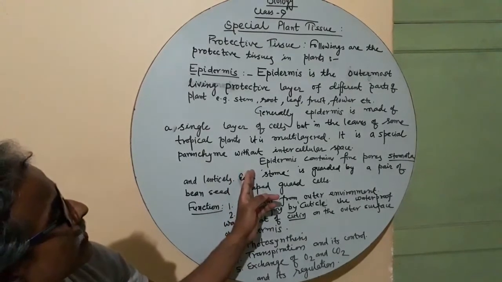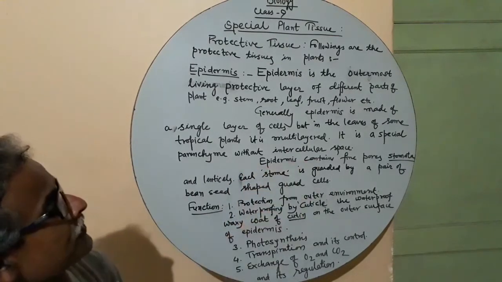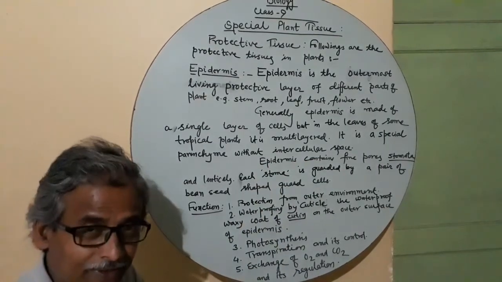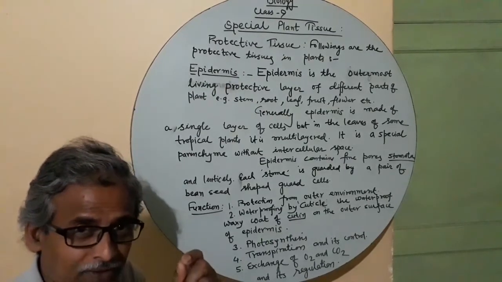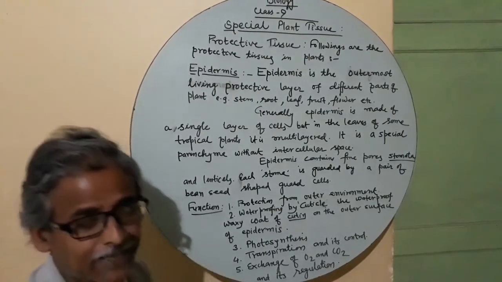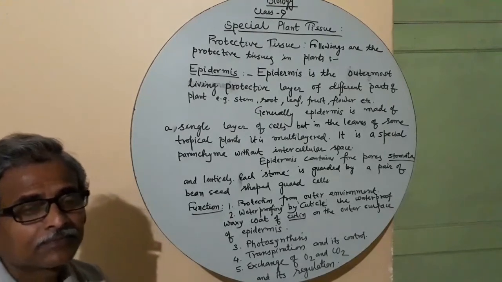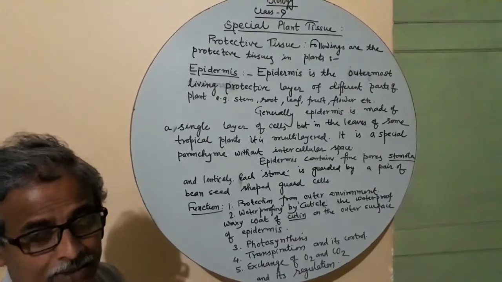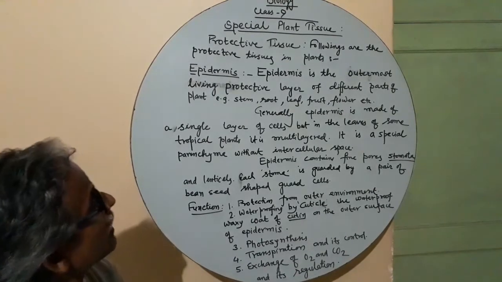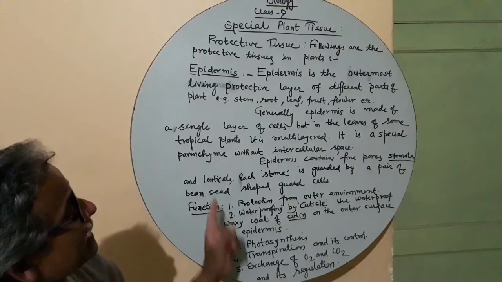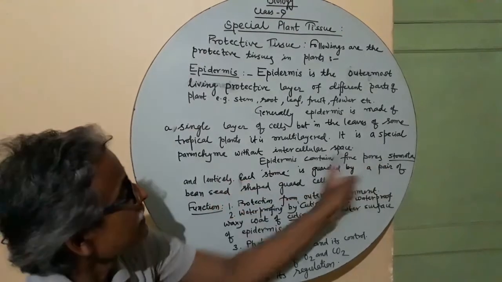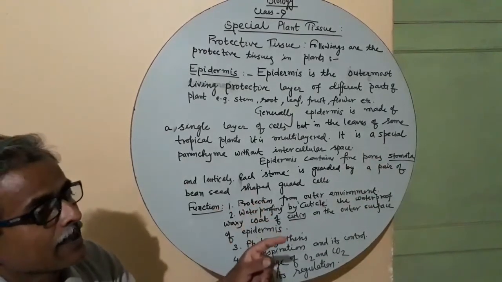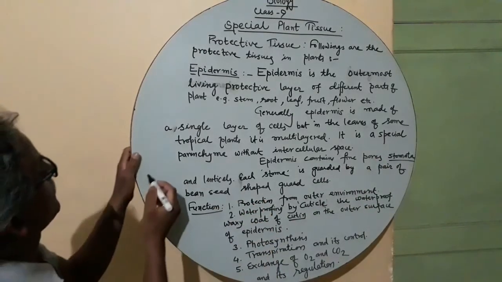Epidermis contains very fine pores. Generally we find such pores, which are called stomata, and in some parts there are lenticels. These are also found. Each stoma, stoma being the singular of stomata, has two guard cells.